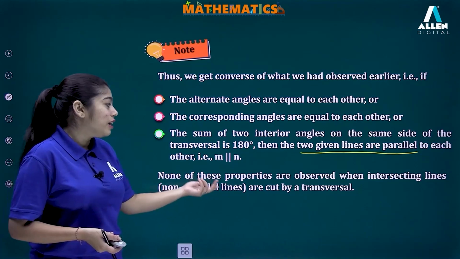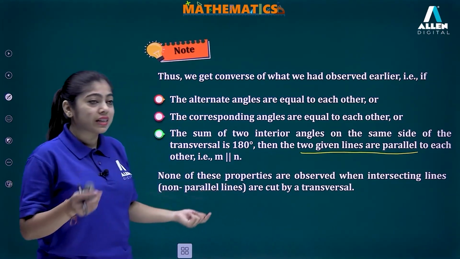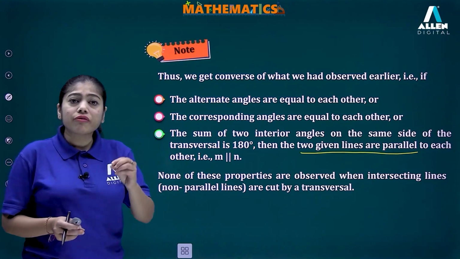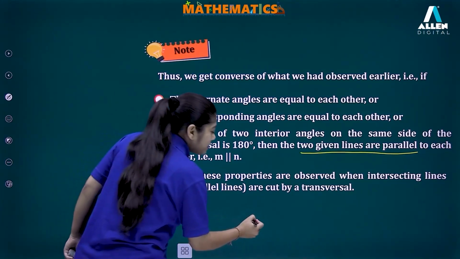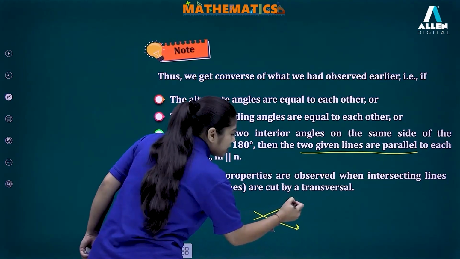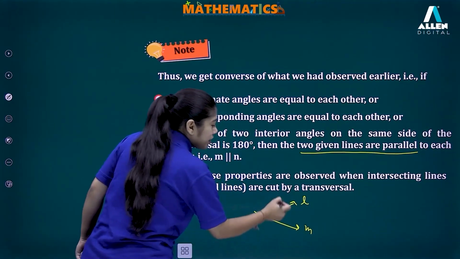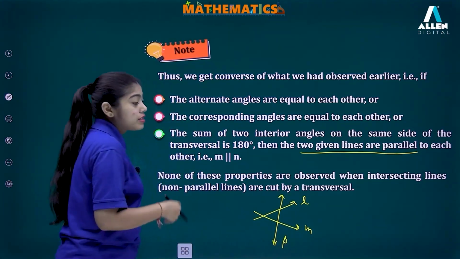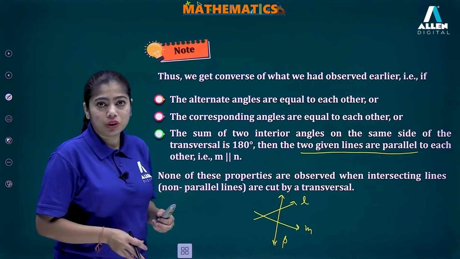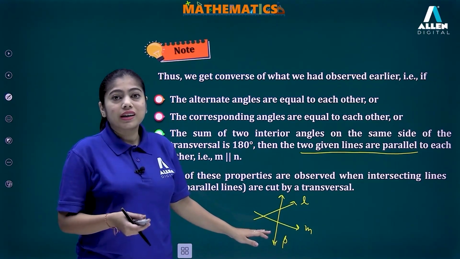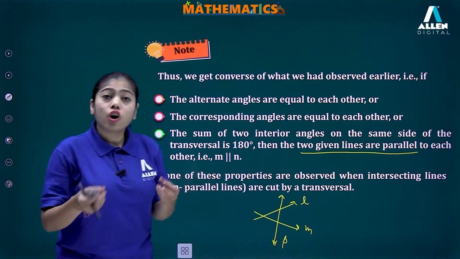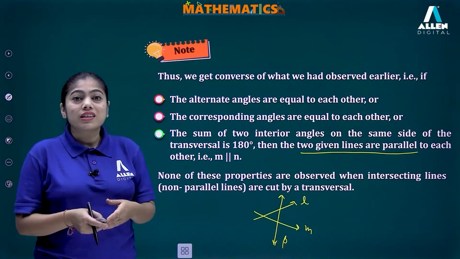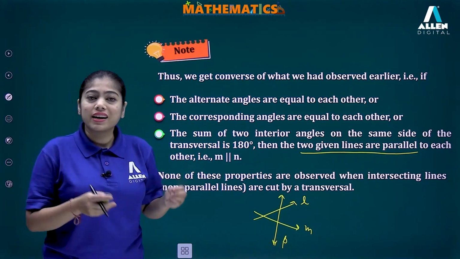So, here we say that none of these properties are observed when intersecting lines are cut by a transversal. What are intersecting lines? Non-parallel lines. So, if we get non-parallel or intersecting lines like this, these are the two intersecting lines and they are cut by a transversal. In this figure, definitely we are going to get alternate angles and corresponding angles, but they will not be equal to each other, right? Alternate and corresponding angles are not equal in intersecting lines. Also, consecutive interior angles are not supplementary in these type of lines. So, class, these were the concepts related to parallel lines and transversal.